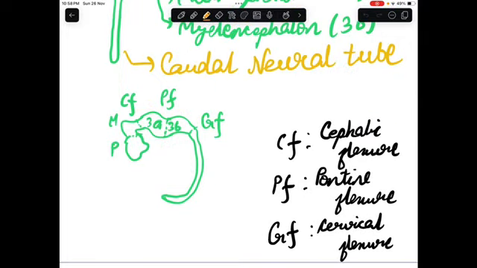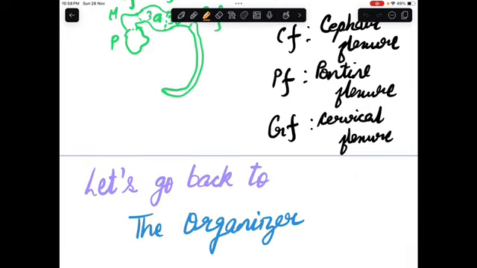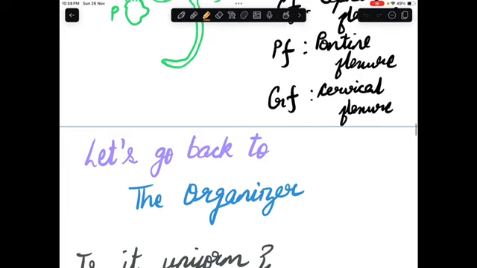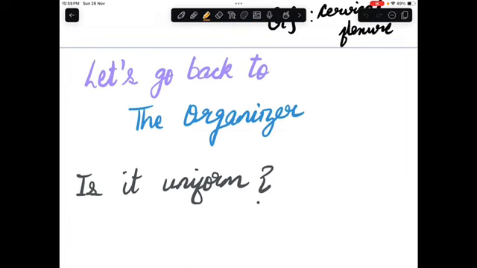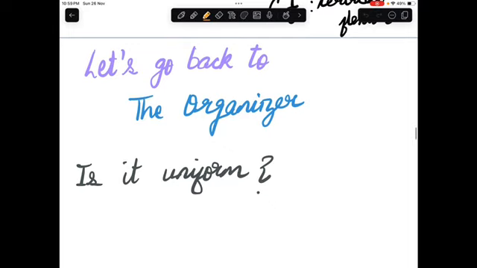But then how does this diversity come about? For that, let's go back to the organizer. Initially, it was believed that this organizer was uniform in character and induced a uniform neural plate. Further studies confirmed that the case was quite different, and it is in fact regionally specified and secretes factors involved in rostrocaudal patterning as soon as induction commences. So we have established that the organizer is not uniform and is regionally specified, and that it secretes factors which are involved in rostrocaudal patterning.